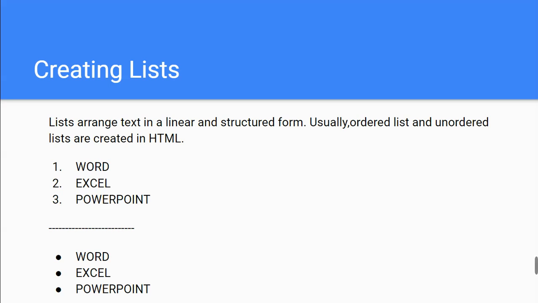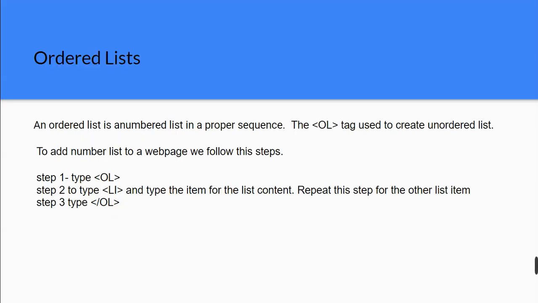We can create both ordered and unordered lists in HTML. So we will learn how to create the ordered and unordered list. For creating an ordered list we use the OL tag, and inside the OL tag we have the LI tag. With each LI tag we have a single component of that particular list, and between the start OL tag and the end OL tag there could be many LI tags depending upon how many elements you have in a list.